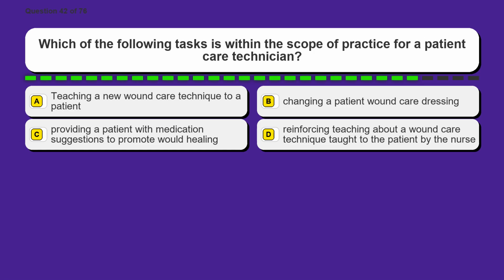Question 42. Which of the following tasks is within the scope of practice for a patient care technician? Option A, teaching a new wound care technique to a patient. Option B, changing a patient wound care dressing. Option C, providing a patient with medication suggestions to promote wound healing. Option D, reinforcing teaching about a wound care technique taught to the patient by the nurse.